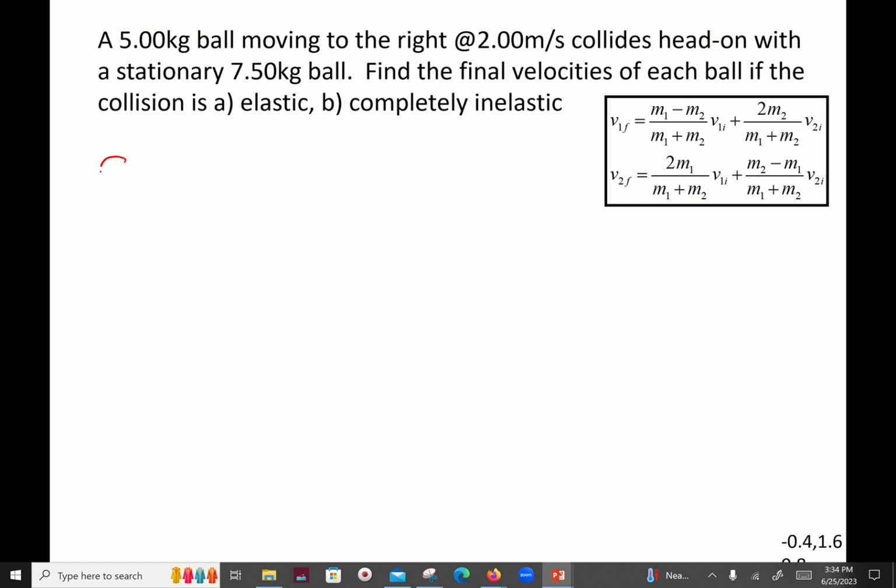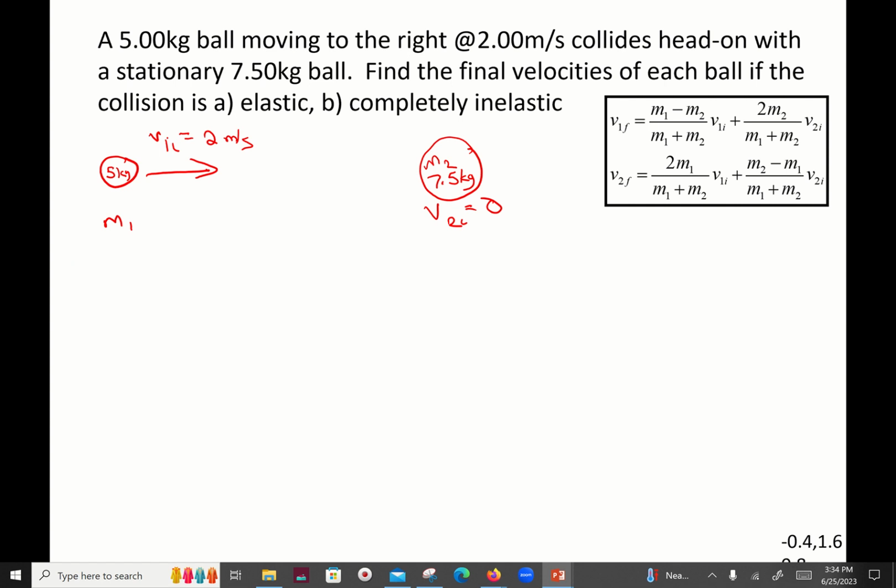So let me draw a picture. Here I've got 5 kilograms, that's my M1, going with a V1 initial of 2 meters per second to the right. And then it hits M2, mass 7.5 kilograms, with a V2 initial of 0 because it's stationary. What I want to do is find the final velocities of each ball if the collision is elastic and if it's completely inelastic.